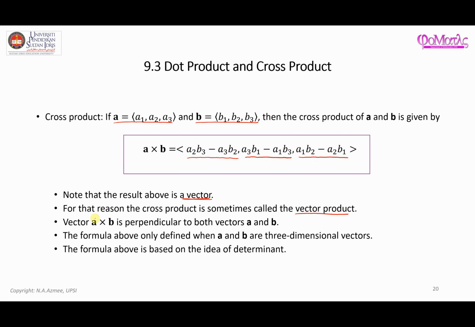Now, the vector product of A and B is perpendicular to both vectors A and B. What's the meaning of perpendicular? It means that the angle is 90 degrees to both vectors, A and B. The formula here is only defined for three-dimensional vectors, and you will see later on that the formula obtained here is based on the idea of determinant.